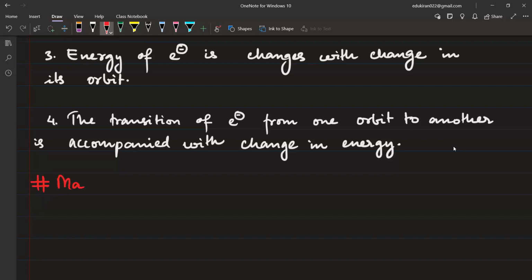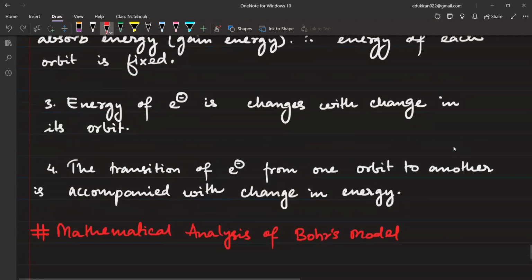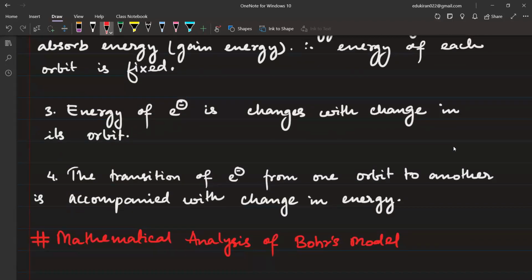Sir, can you explain the third and fourth point once again? Yeah, sure. Fine. Just a second. Mathematical analysis of Bohr's model. I mean, it is saying almost the same thing, that energy of electron changes with change in its orbit.